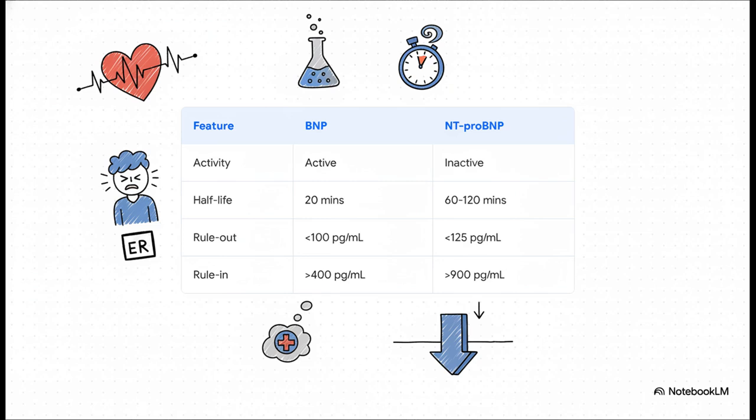Now, if a patient comes into the ER gasping for air, we check these levels immediately. If their BNP is strictly less than 100 picograms per milliliter, we can safely rule out heart failure. But if that BNP is greater than 400 picograms per milliliter, it definitively rules in heart failure. These specific numbers are what guide life-saving therapy decisions right there on the spot.